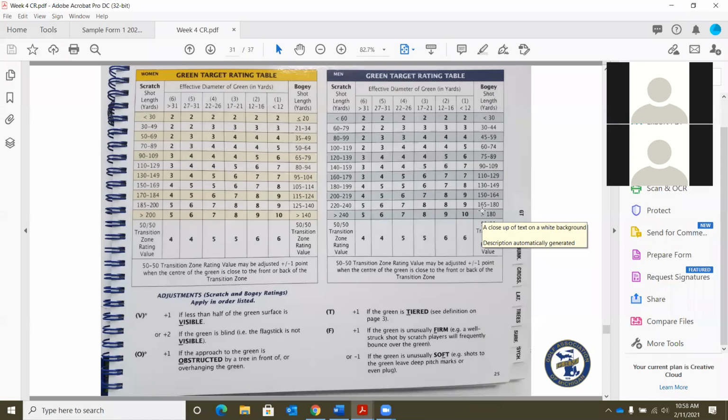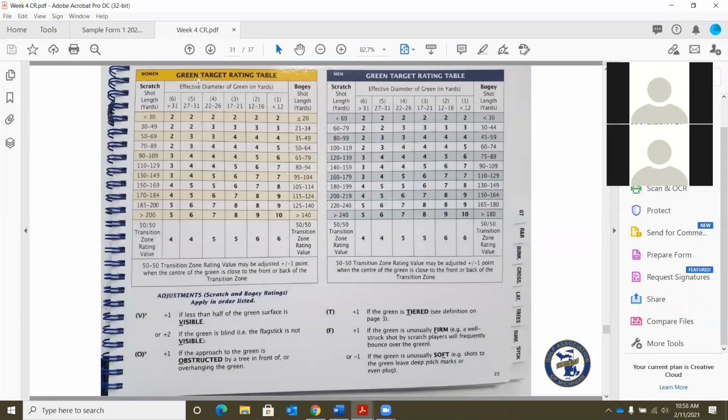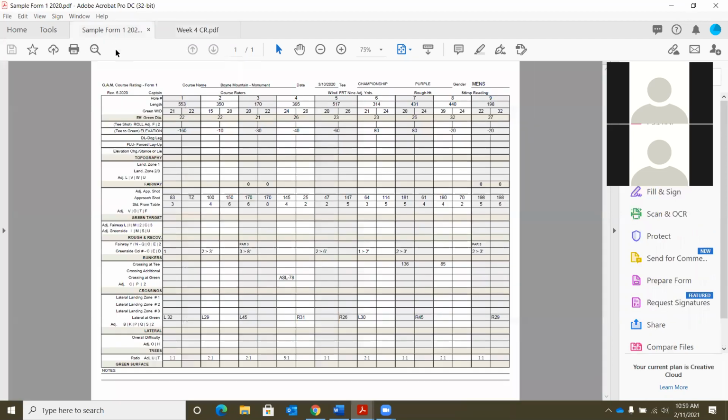All right, we won't get into R&R and bunkers, but one thing to point out, and I think a lot of you know from doing this, is that this green target number on our Form 1 serves as the basis or starting point for our R&R and our bunkers. So when we talk about R&R and bunkers next week, our starting point when we go to our tables is going to be this green target number that we have for both our scratch and our bogey player. So it's really important that we get this right and that this number is correct, because it does impact our R&R and our bunker numbers.